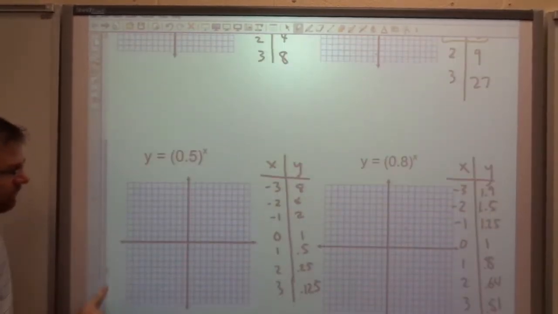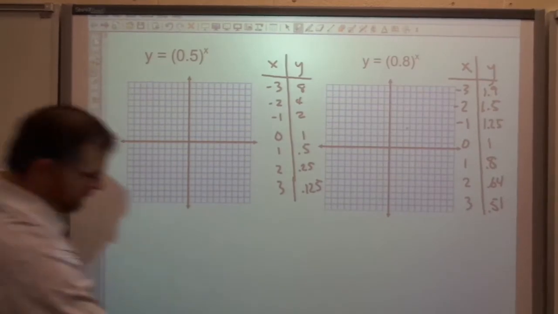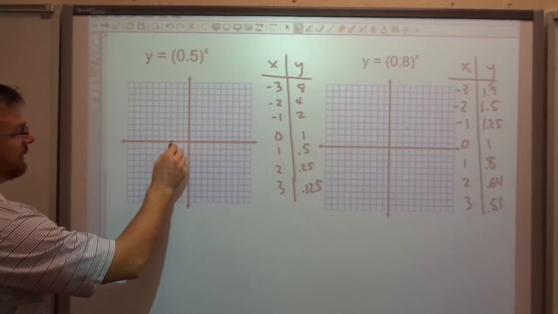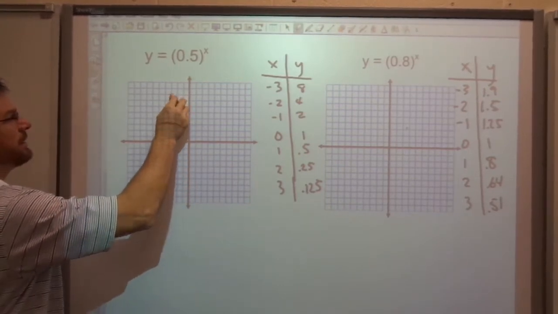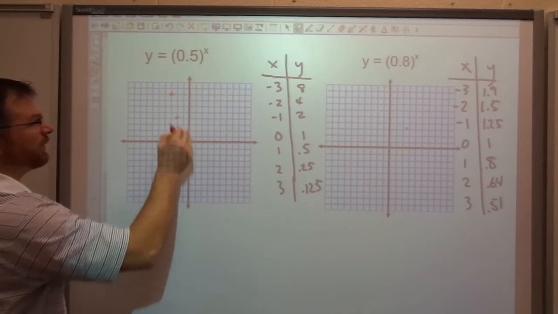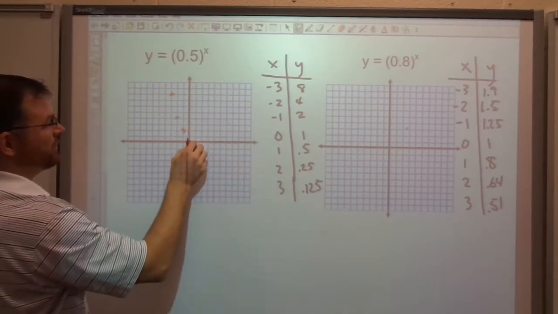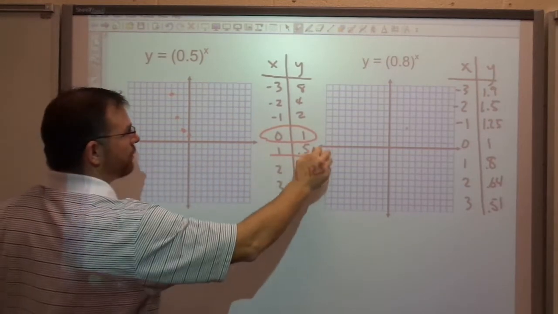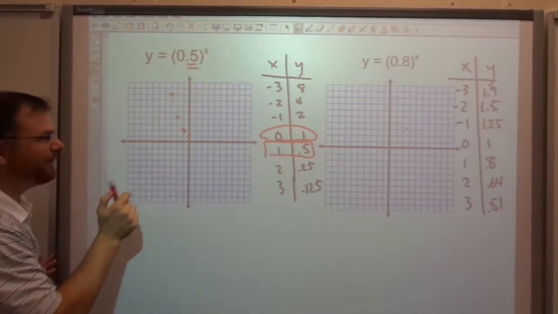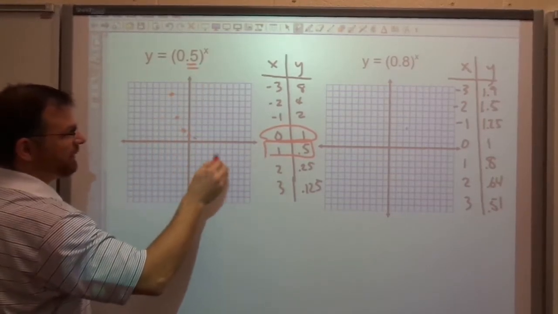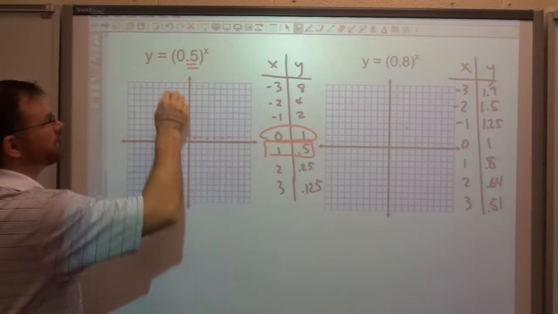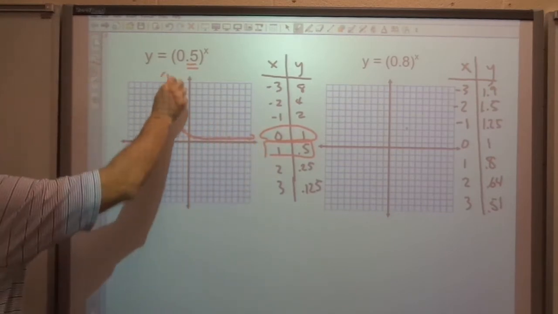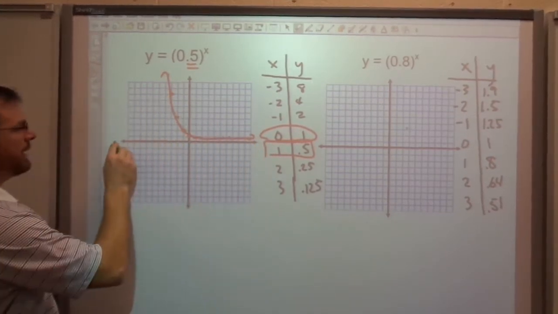As we look at the next 2 graphs down here, 0.5 to the x, when x is negative 3, it's 8. Negative 2 is 4. Negative 1 is 2. 0 is, there's that one again. And when x is 1, we have 0.5, and then it's getting smaller and smaller and smaller. We would call this an exponential decay, because it's getting smaller and smaller. It's also approaching 0. It has an asymptote here.